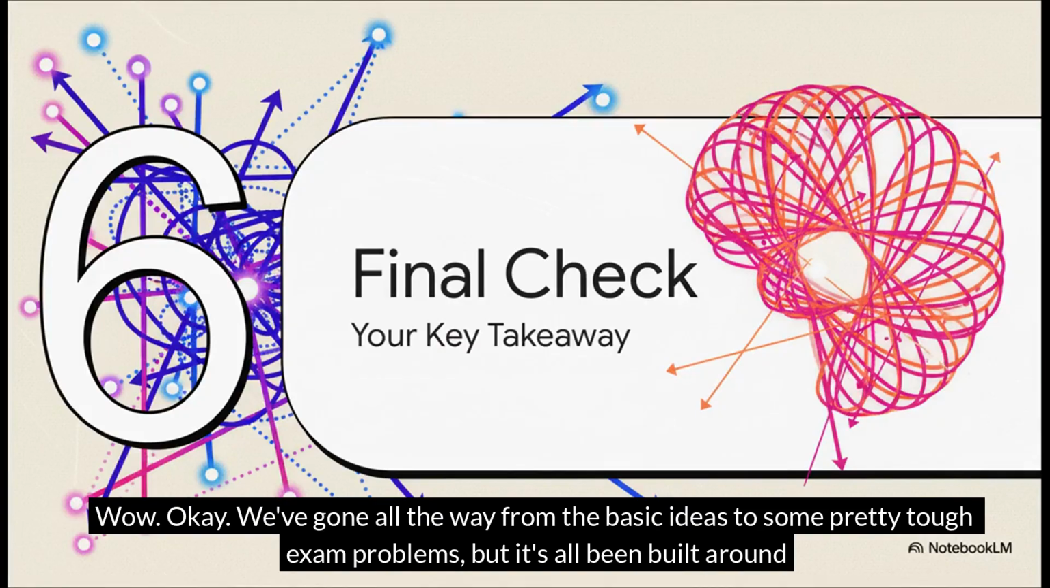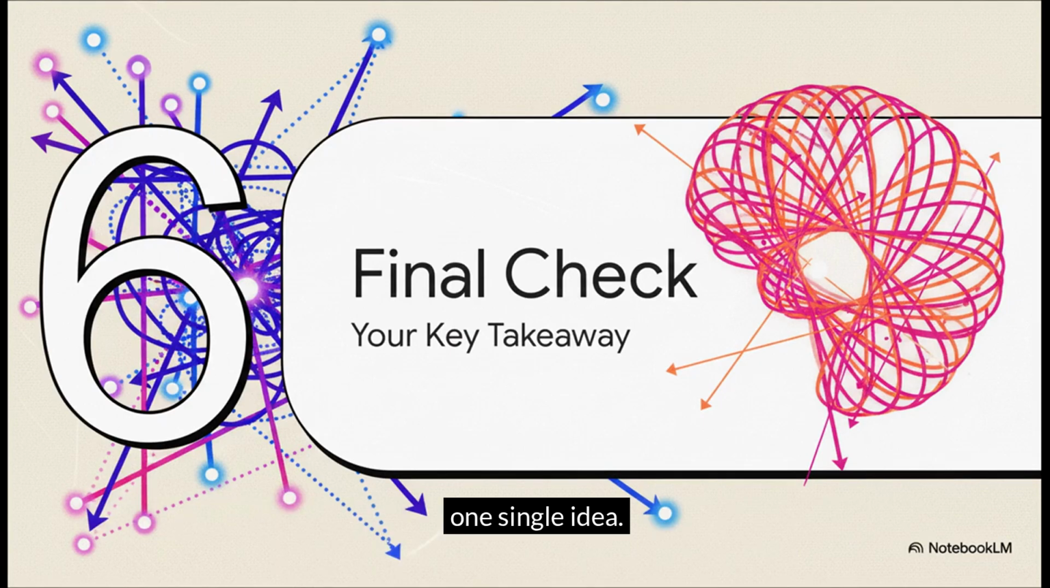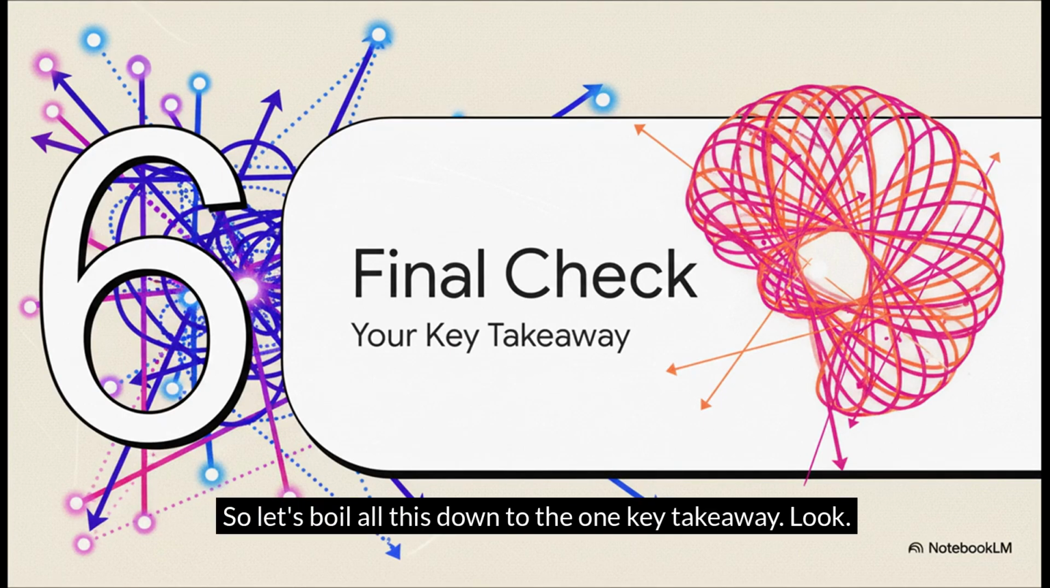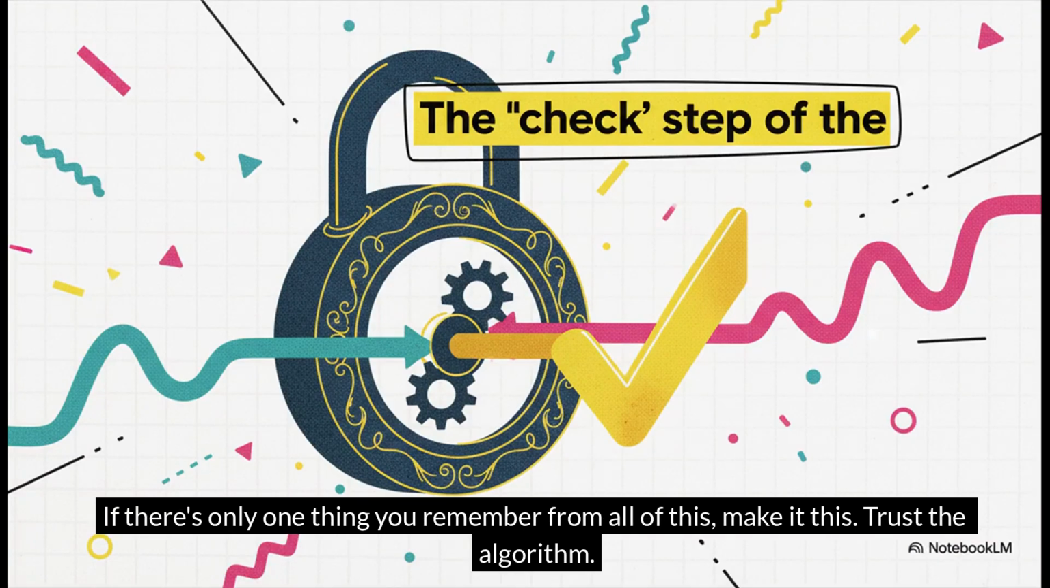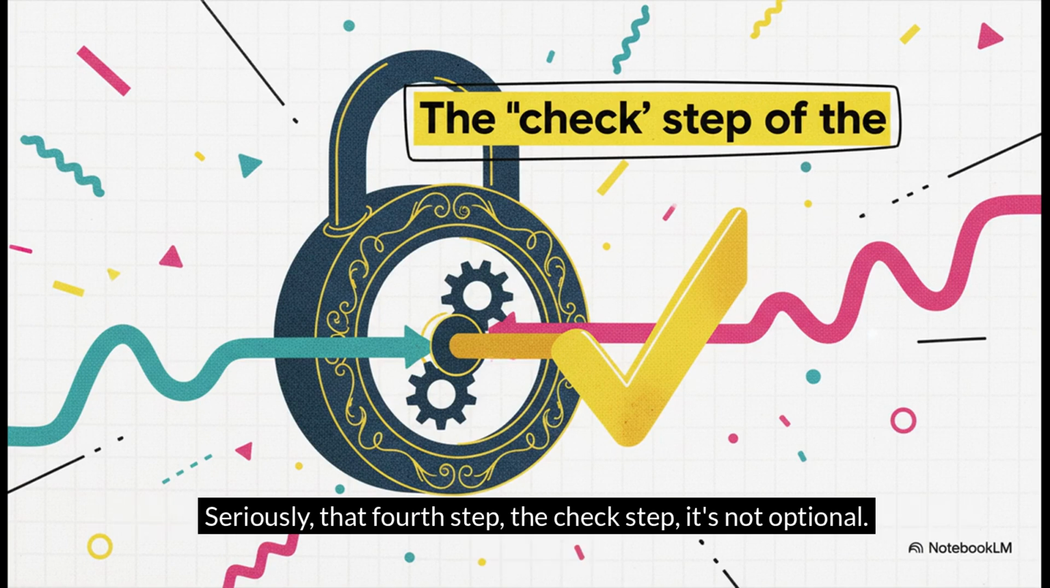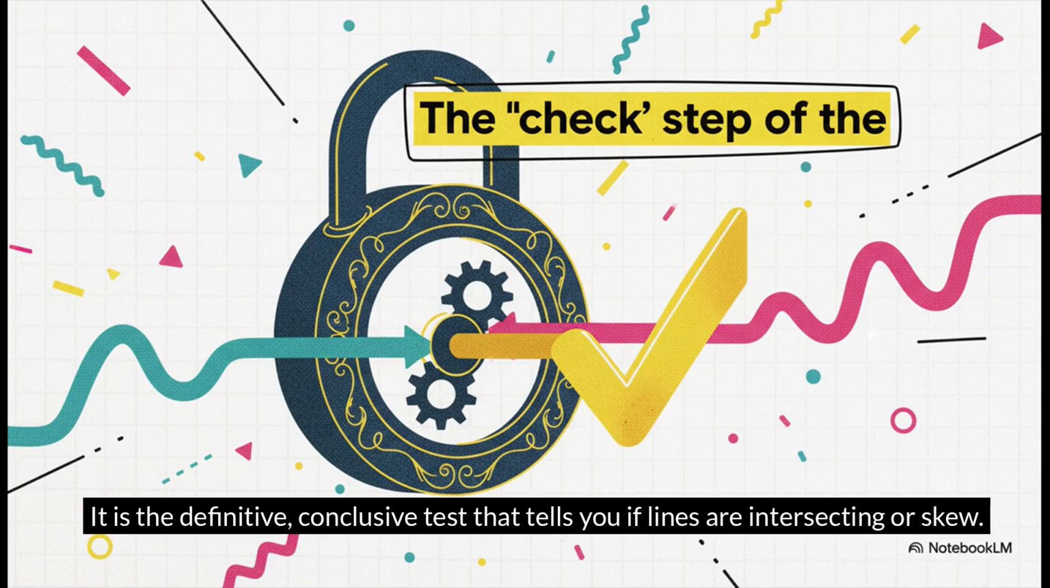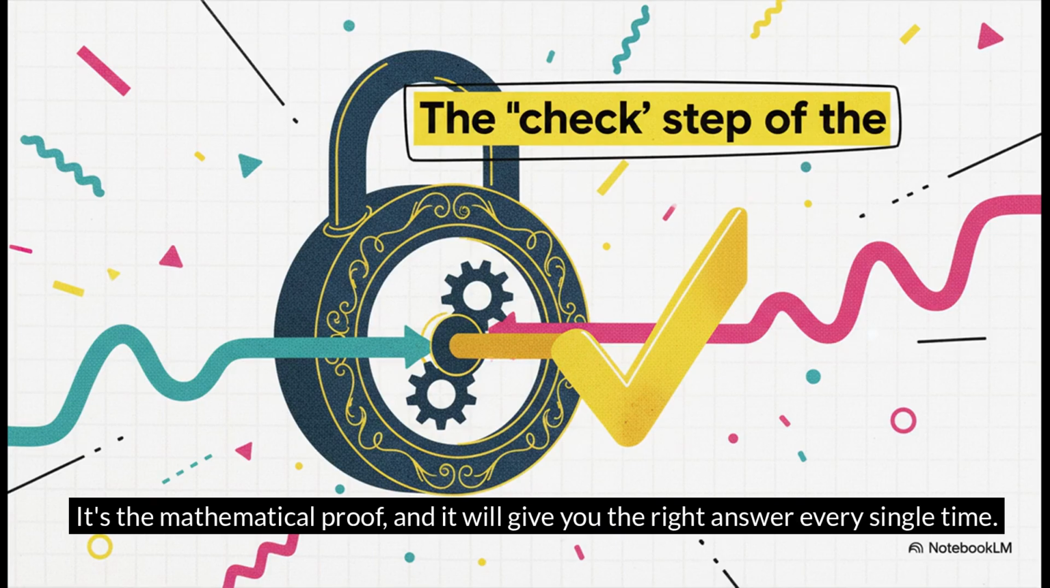Wow, okay. We've gone all the way from the basic ideas to some pretty tough exam problems, but it's all been built around one single idea. So let's boil all this down to the one key takeaway. Look, if there's only one thing you remember from all of this, make it this: trust the algorithm. Seriously, that fourth step, the check step, it's not optional. It is the definitive, conclusive test that tells you if lines are intersecting or skew. It's the mathematical proof, and it will give you the right answer every single time.